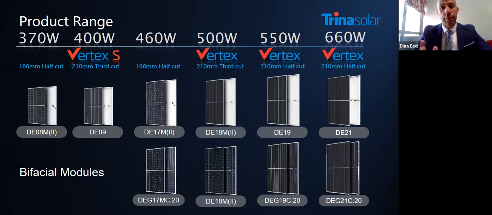Then moving on to the Vertex series, which we are focusing on today: the 500, 550, and 660 modules. The 500 comes in 210 mm with a third cut, the 550 is 210 mm with a half cut, and the 660 is 210 mm with a half cut. All the products with an image down there are double glass and bifacial, and there are also backsheet modules.